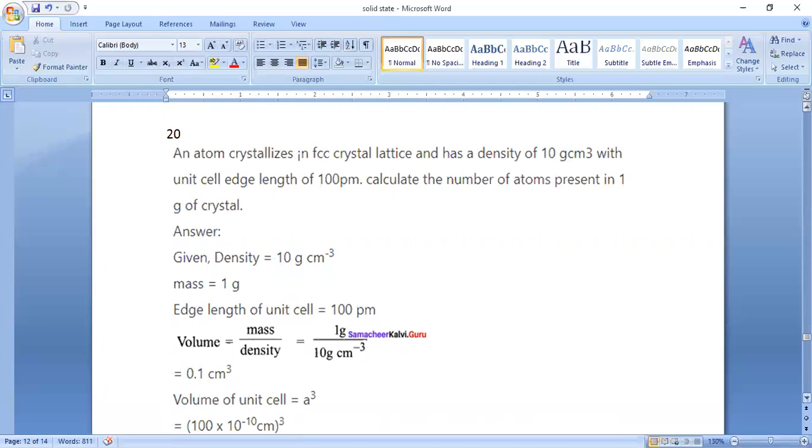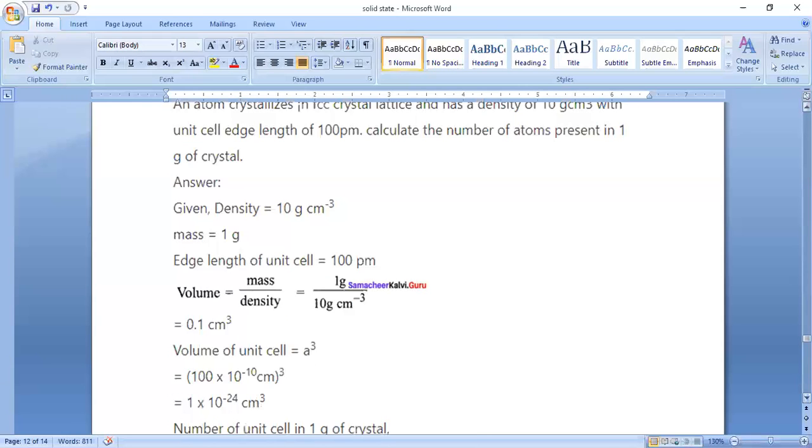For the volume, the formula you know is mass by density. The mass is 1 gram divided by density 10 gram per cm cube, so we get 0.1 centimeter cube. Then the volume of the unit cell, the volume formula is A cube, that is 100 into 10 power minus 10 centimeter cube.